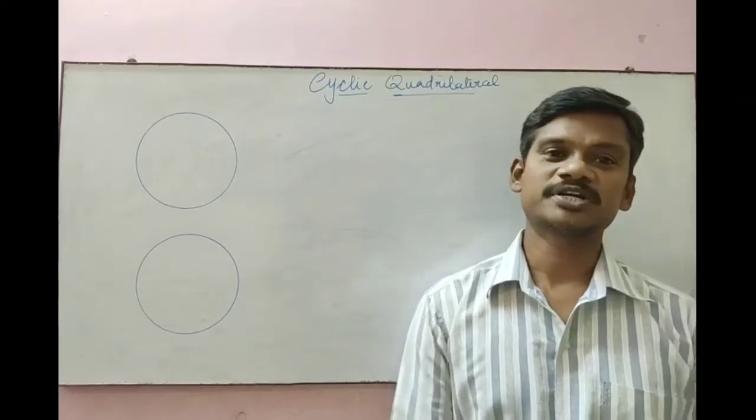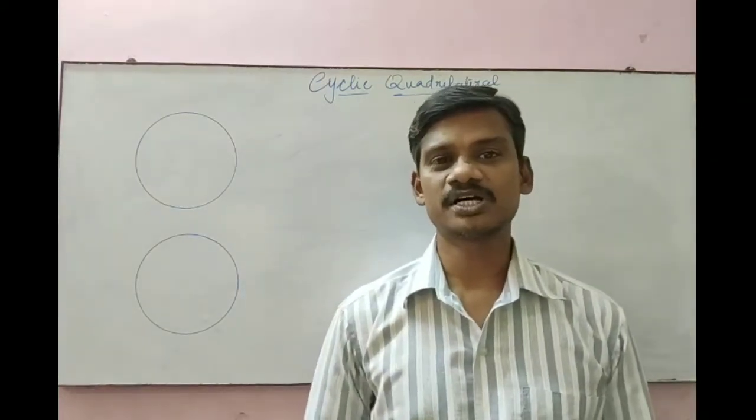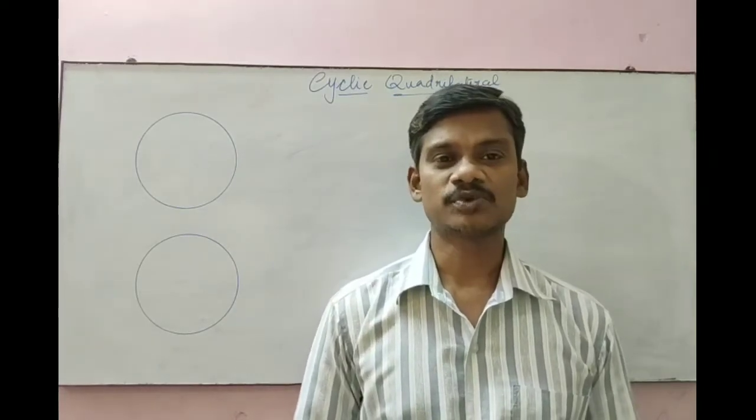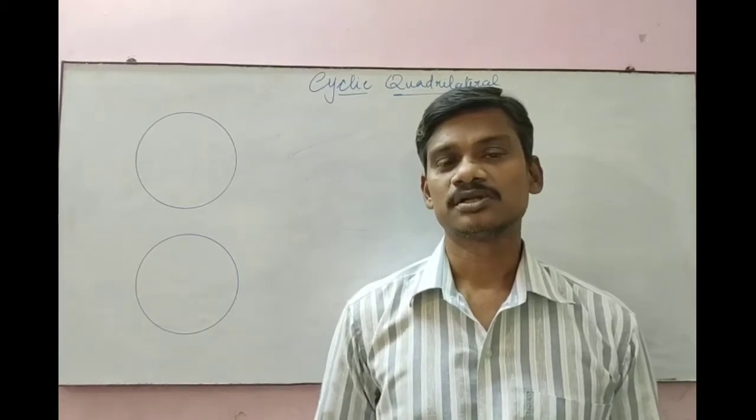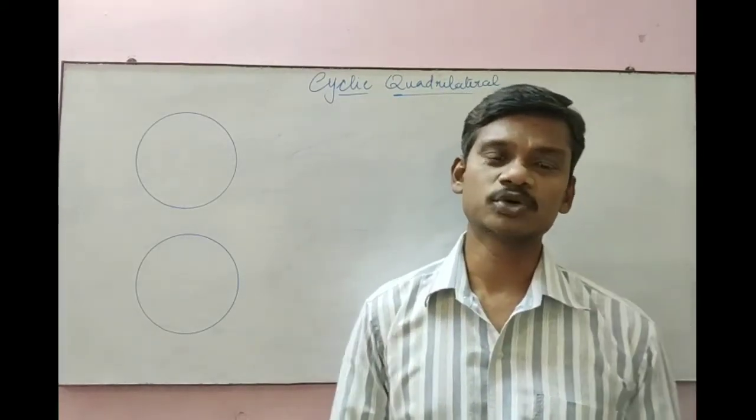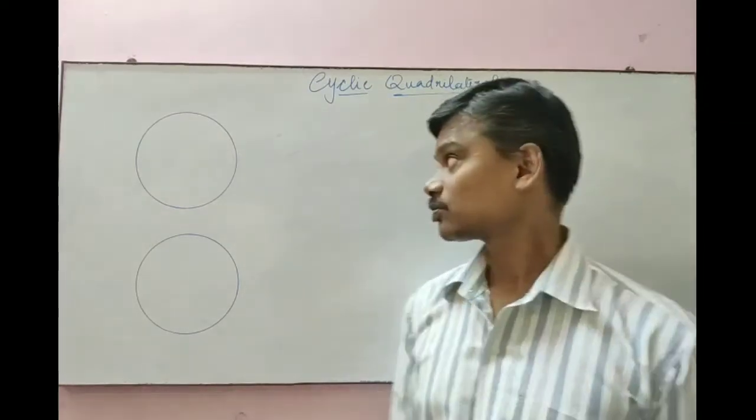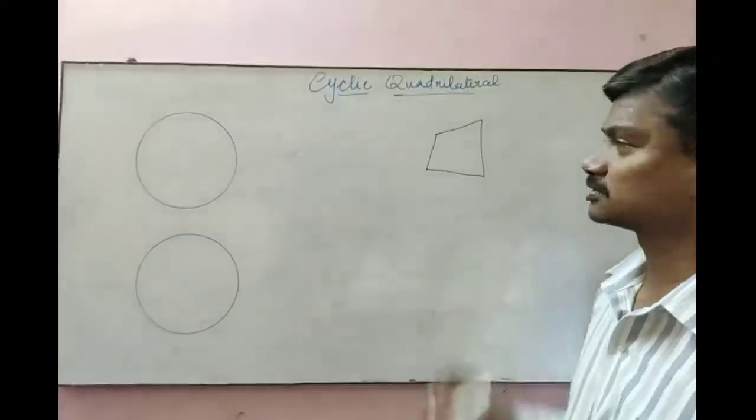In the last class we studied about the parts of the circle and the properties of the chords. In today's class we are going to see about a special quadrilateral. You know what is meant by quadrilateral? Quadrilateral is a four-sided closed polygon.